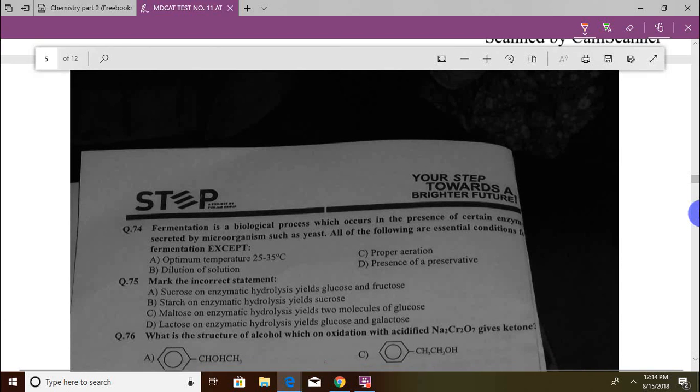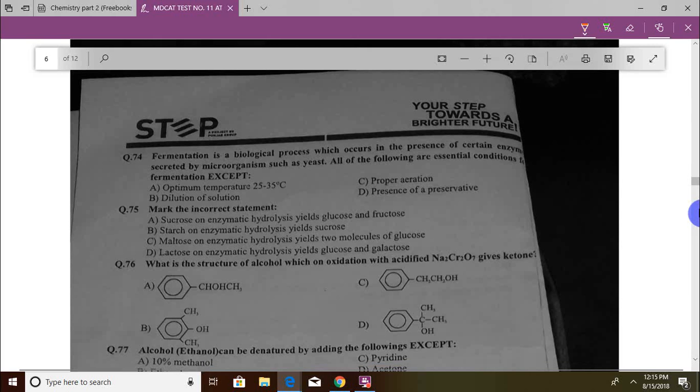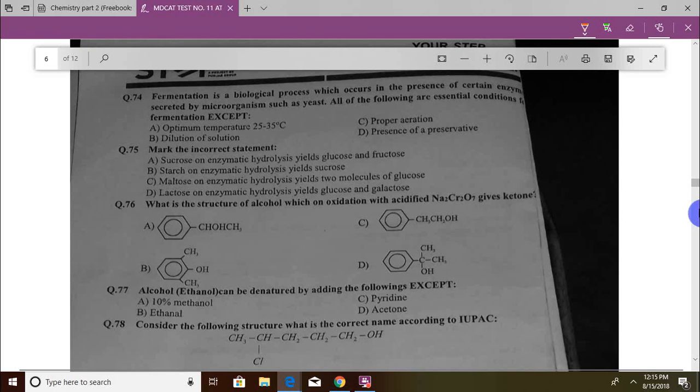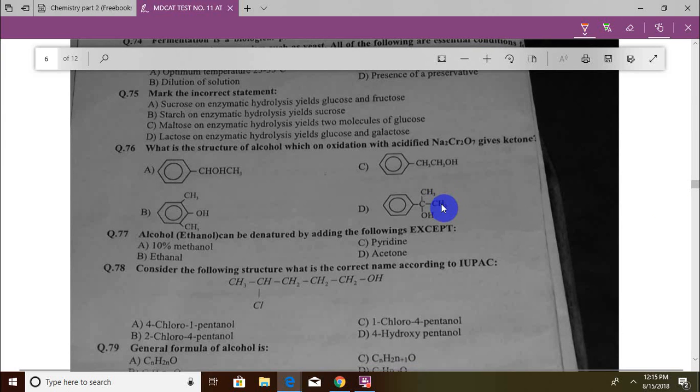So fermentation is a biological process which occurs in the presence of certain enzymes secreted by yeast and other microorganisms. All of the following are essential conditions for the fermentation except. Let's do this one later because again this isn't really part of the syllabus, but sometimes they transition into territory and grab stuff from surrounding topics which they don't really mention in the syllabus. They're very infrequent, but they do ask. So these two we'll leave for the end.